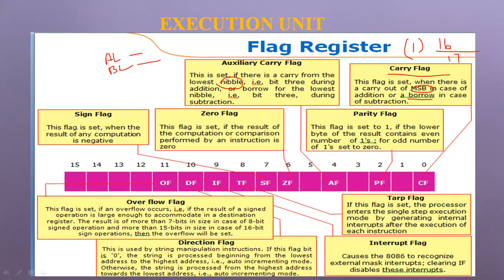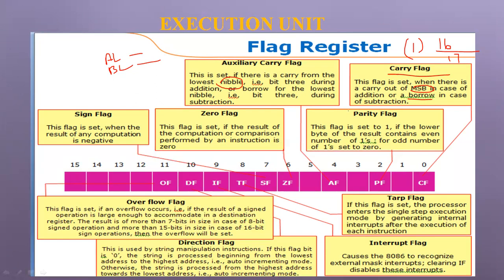Sign flag: minus sign and plus sign. The flag is set when the result of any computation is negative, and that detail will be saved inside the sign flag. Zero flag: if the result of the computation or comparison performed by an instruction is 0. If you are comparing two data, two registers, with CMP, whether the comparison is equal or not equal, this output will not be displayed through the address. It will be saved inside the flag memory only.